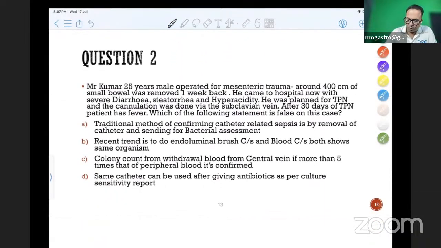Okay. Second question is related to total parenteral nutrition by a central venous catheter. Mr. Kumar, 25 years male, operated for mesenteric trauma. Around 400 centimeter of small bowel was removed 1 week back. So he went into short bowel syndrome. He came to hospital now with diarrhea, steatorrhea, hyperacidity. So he was planned for TPN and the cannulation was done via the subclavian vein. After 30 days of TPN, he is now coming back to you with a fever. Which of the following statements is false in this case?